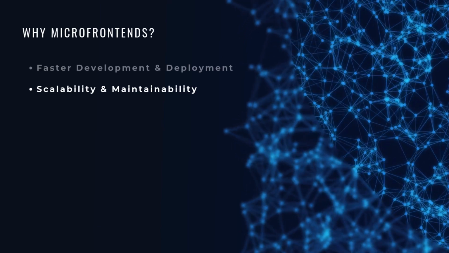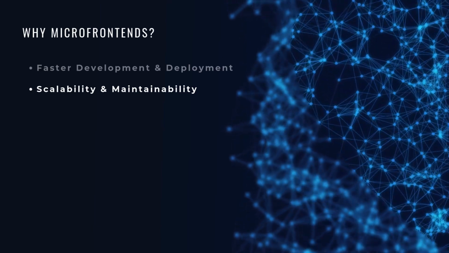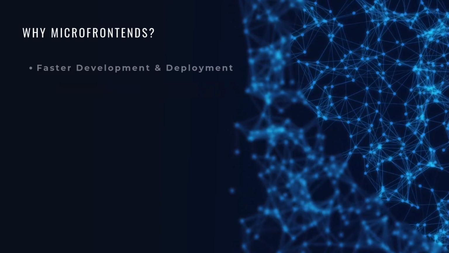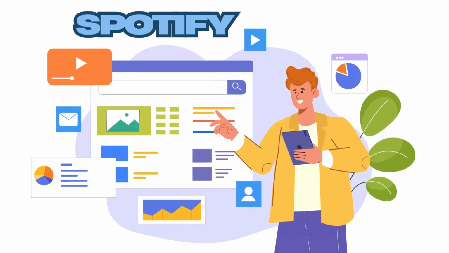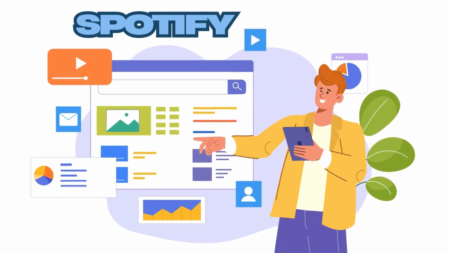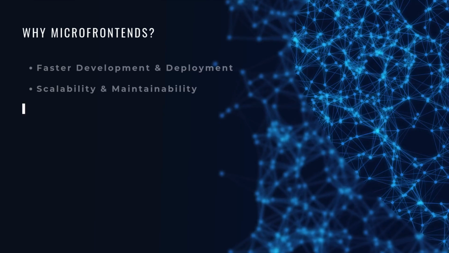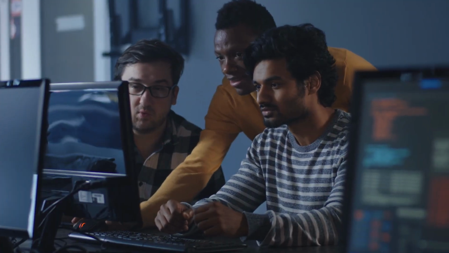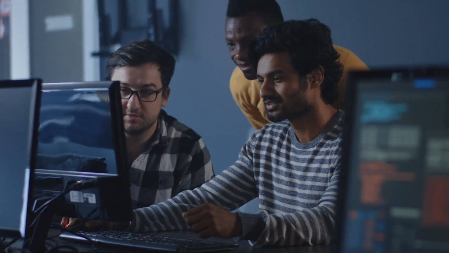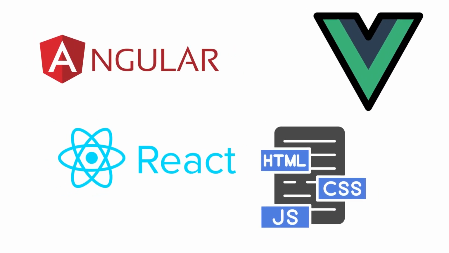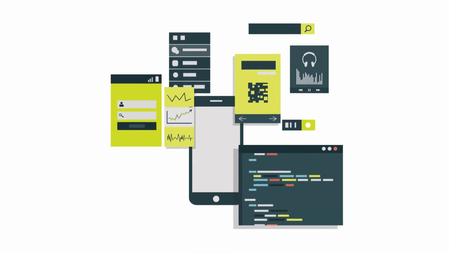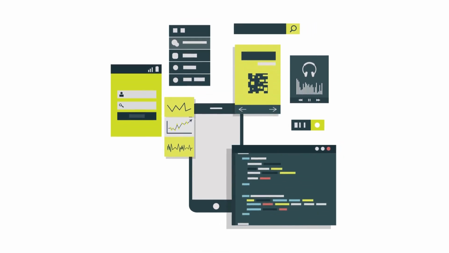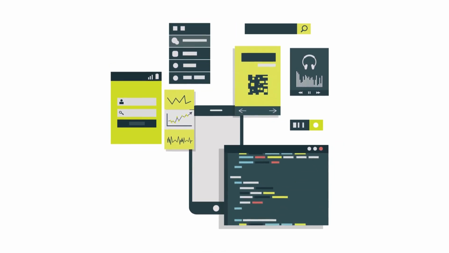Scalability and maintainability: large applications become easier to manage. Take the example of Spotify, which uses microfrontends to scale its web and mobile apps efficiently. Tech diversity and flexibility: different teams can use the best technology for their specific UI component. The OpenTable example combines multiple frameworks to ensure a seamless experience across its services.